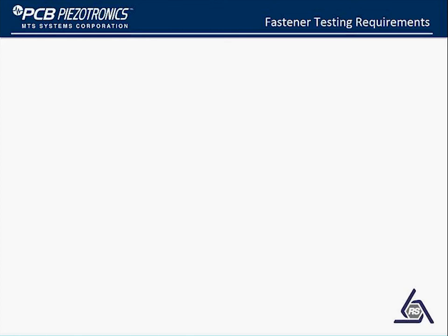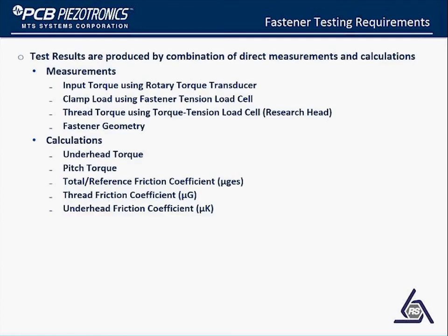So what is required for the testing to be successful? We need to be able to take some direct measurements of the forces and loads and make some important calculations. We need to take measurements such as the input torque using some sort of rotary torque device. We need to be able to measure clamp load using a fastener tension load cell. We need to be able to measure thread torque, particularly if we're looking to calculate underhead and thread friction coefficients, using some sort of a torque tension load cell, sometimes called a research head.